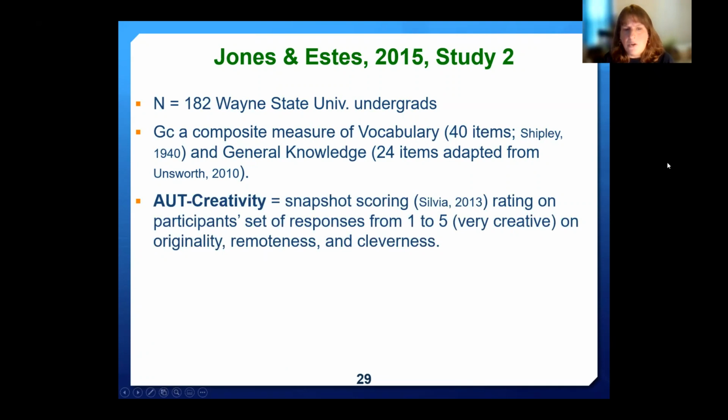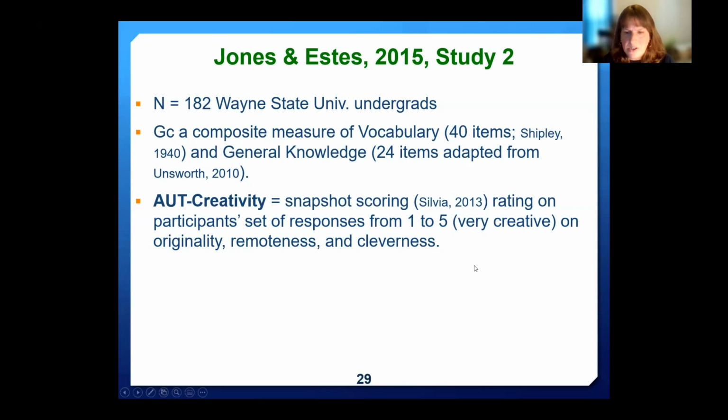And the AUT creativity measure consisted of a snapshot scoring process by Paul Silvia, in which participants' sets of responses are rated from 1 to 5, from very creative, and they're rated on their originality, how unique is the response compared to all the other sets of responses, remoteness, how distant a use, let's say for wood and pencil, is from the intended use, and cleverness.